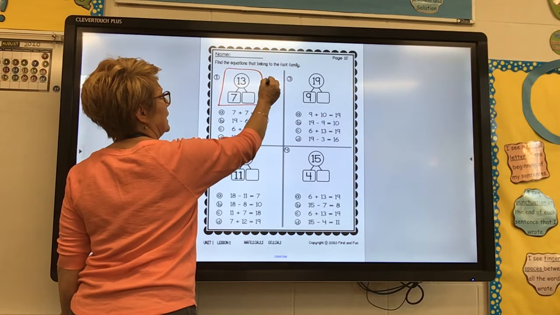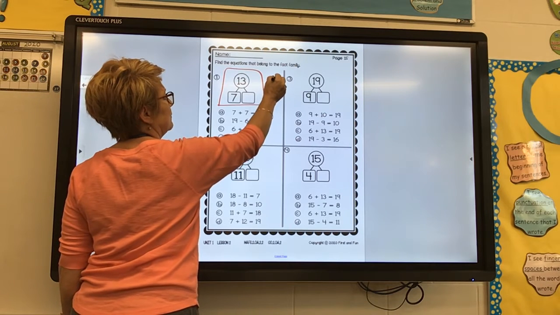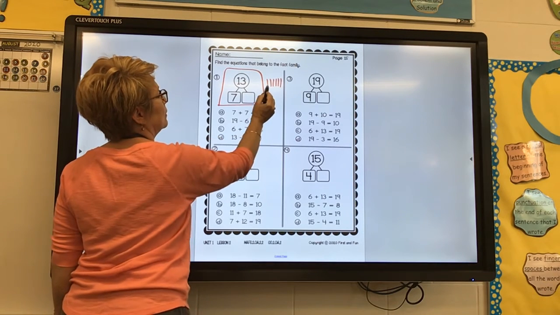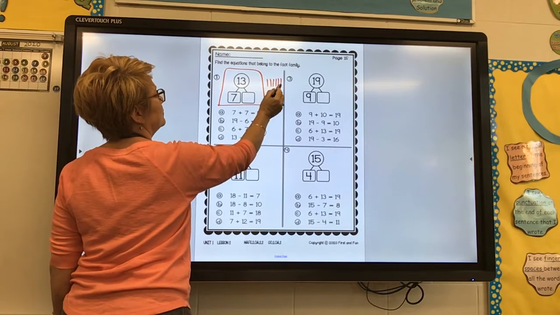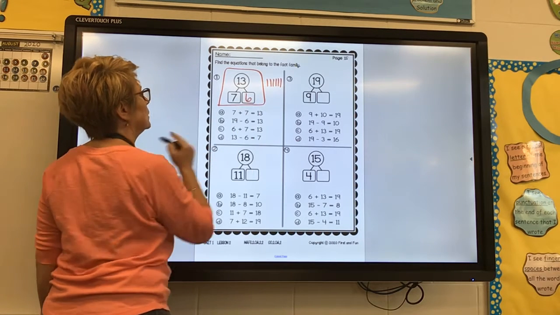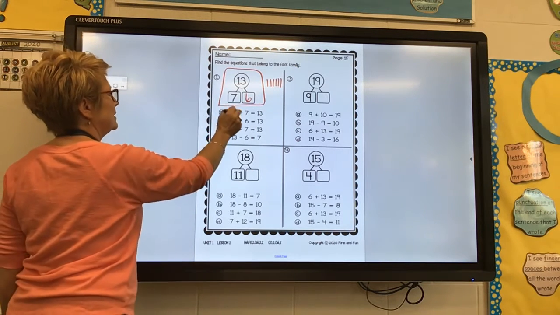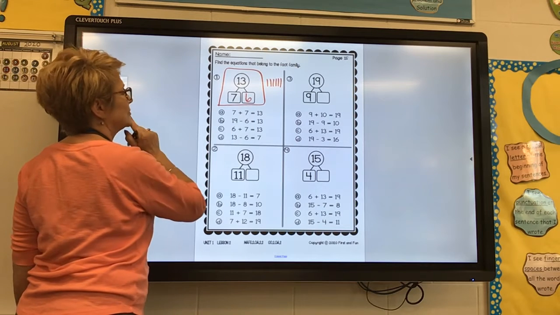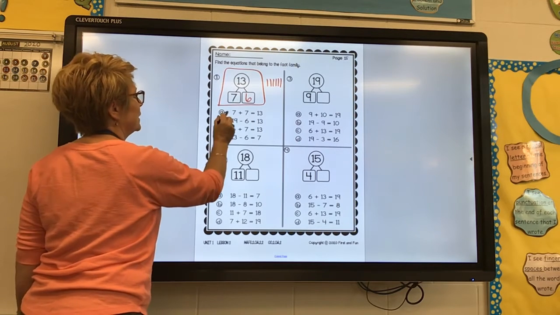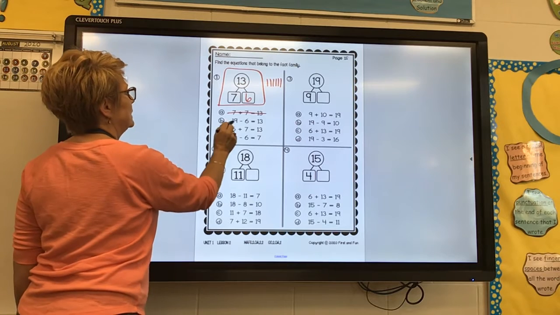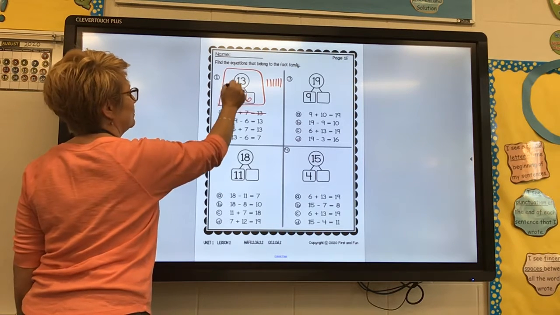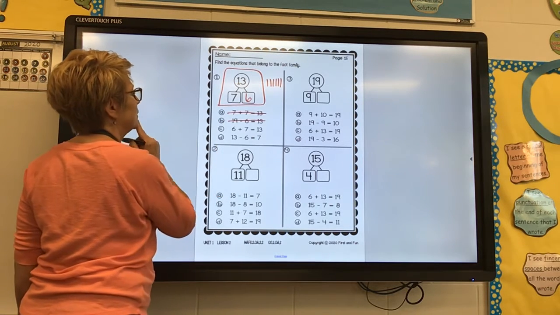7, 8, 9, 10, 11, 12, 13. 1, 2, 3, 4, 5, 6. Well, let's see. 7 plus 7 equals 13. Oh, no, there's not two 7s, so I know it can't be that one. 19 minus 6, oh, there's no number 19. It can't be that one.